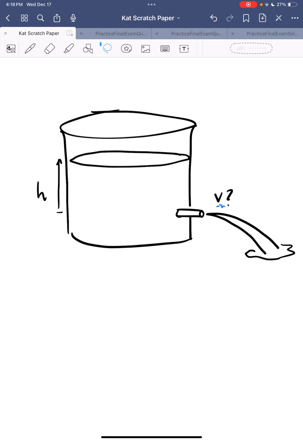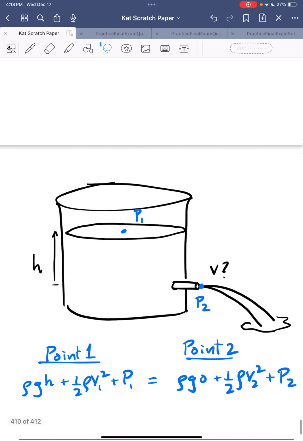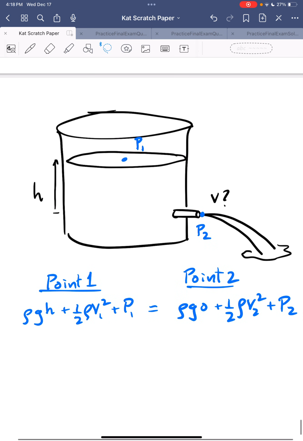And what you want to do is basically compare two points. So let's take a look at this. Let's look up here at point 1. Imagine a point at the surface of the fluid up there. We'll call that point 1. And imagine another point down here, point 2, which is right at the point where the nozzle opens up into the outside atmosphere. And Bernoulli's equation, you might remember, is basically a statement of the energy of everything at point 1 compared to the energy of everything at point 2.